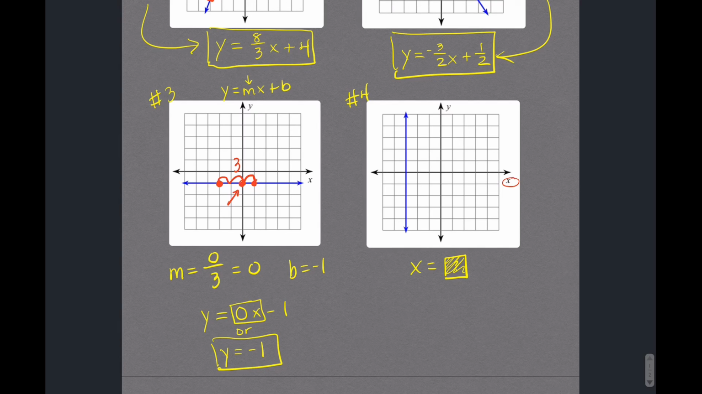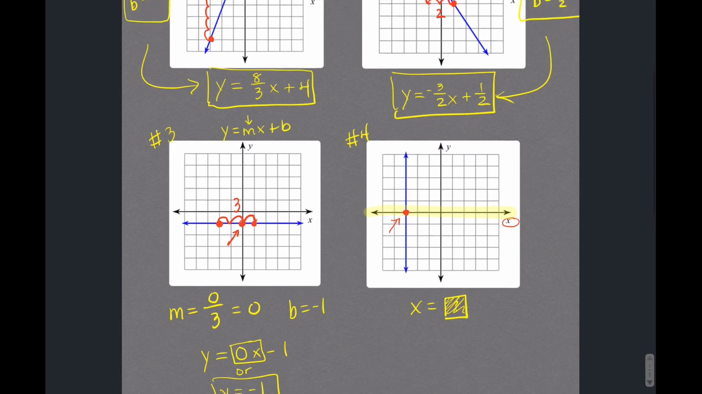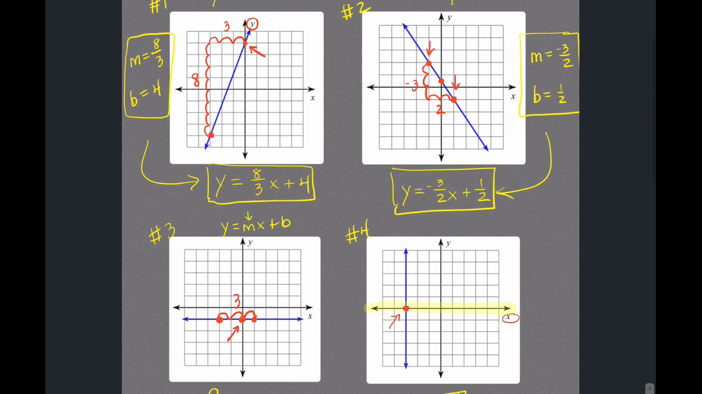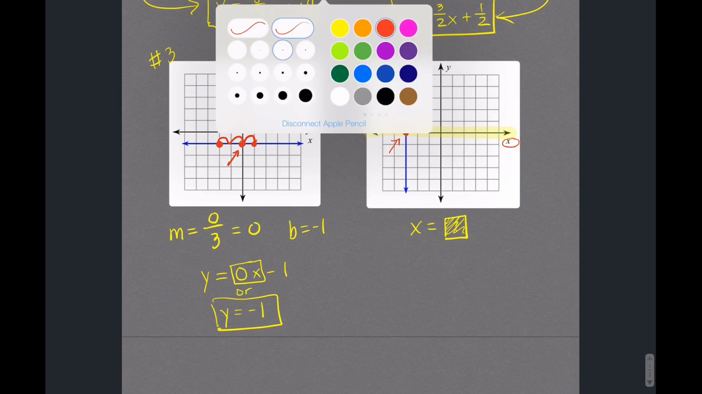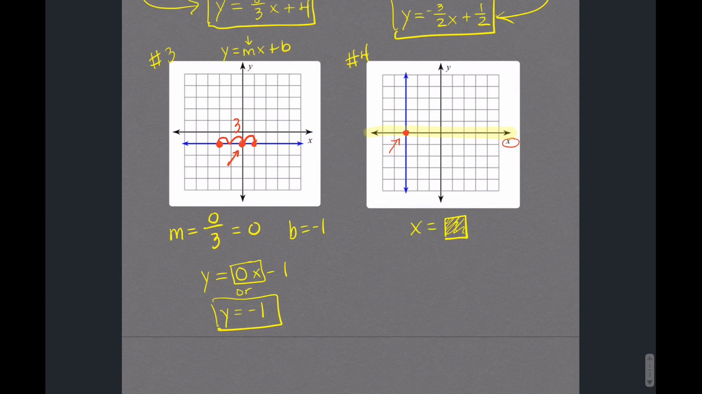So if we're looking along this axis right here, the blue vertical line intersects the x-axis right here, which is pretty obvious. And that looks like it's at -3. So our equation becomes x equals -3, and that is it.